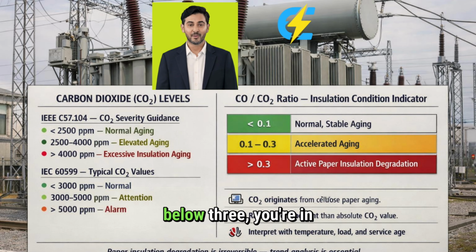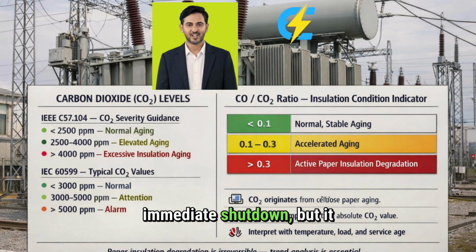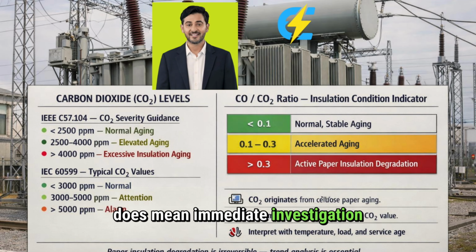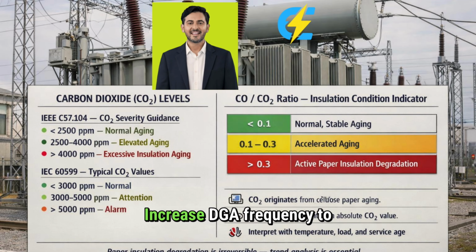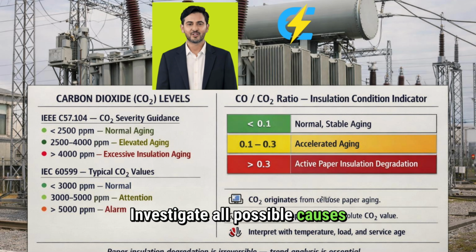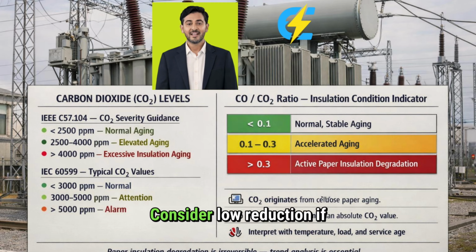When the ratio drops below 3, you're in emergency planning mode. This doesn't necessarily mean immediate shutdown, but it does mean immediate investigation and action planning. Increase DGA frequency to monthly or even weekly. Investigate all possible causes of rapid insulation degradation. Consider load reduction if possible. Plan for replacement or major refurbishment.